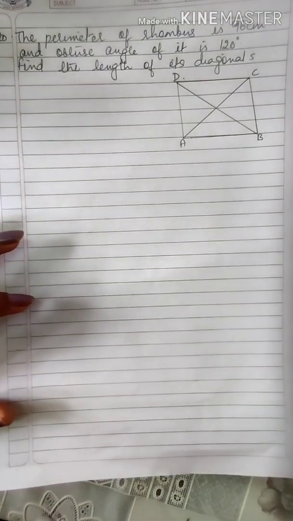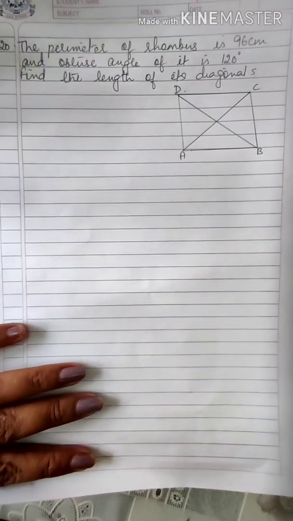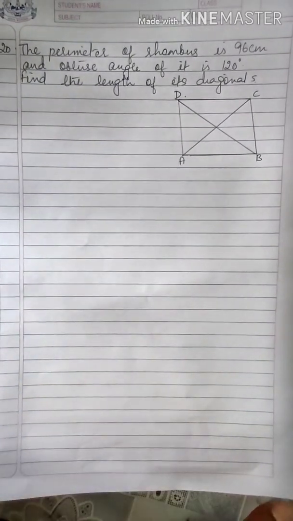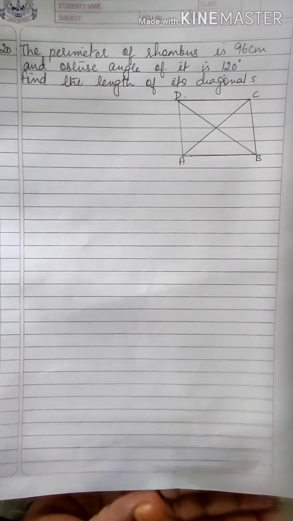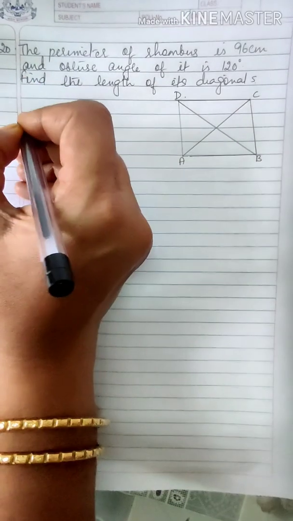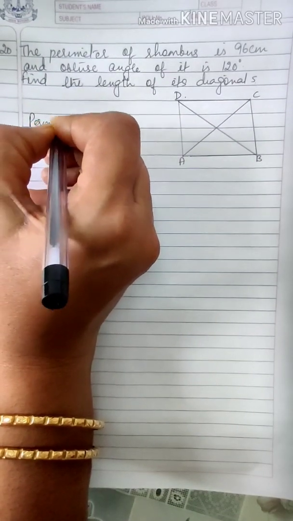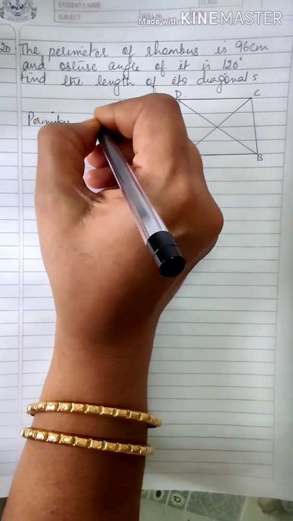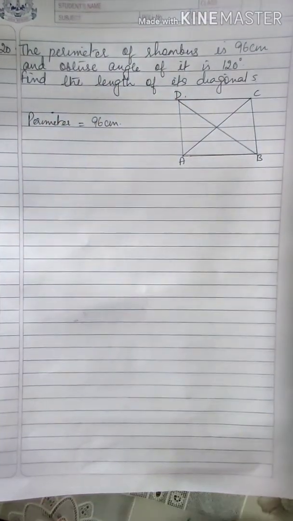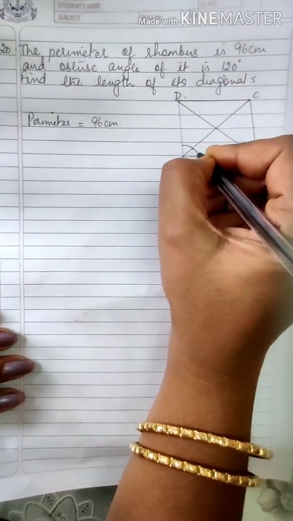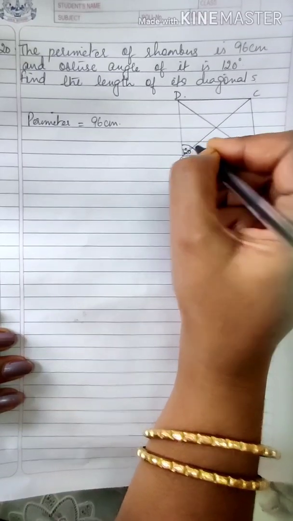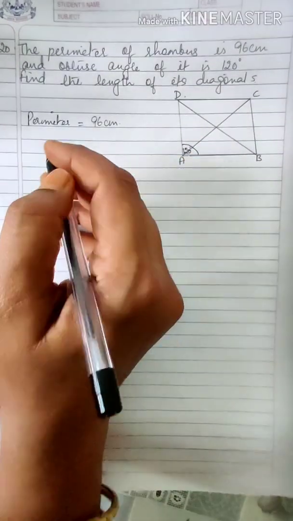Now the next one: the perimeter of a rhombus is 96 centimeter and the obtuse angle of it is 120 degree. Find the length of its diagonals. Now here you have a rhombus ABCD and the perimeter of the rhombus is given as 96 centimeter. And the obtuse angle, so here there is one obtuse angle, so angle A is taken as 120 degree.